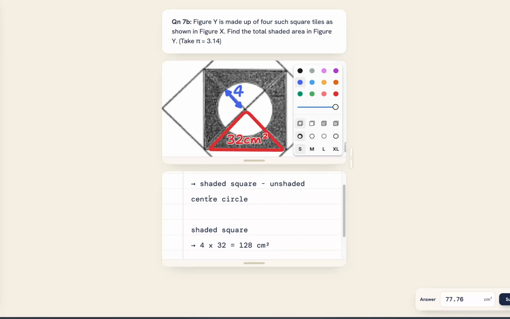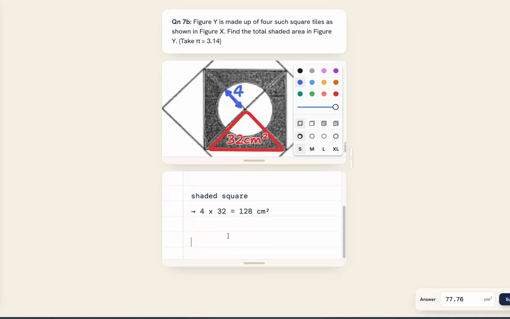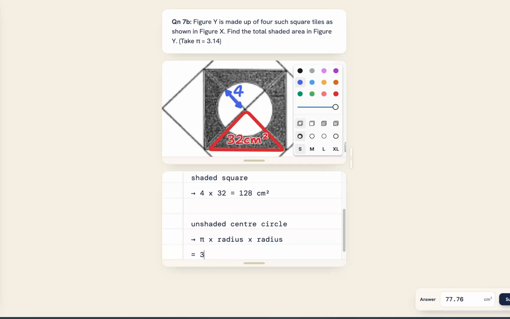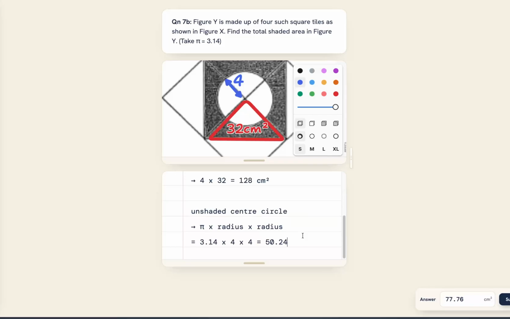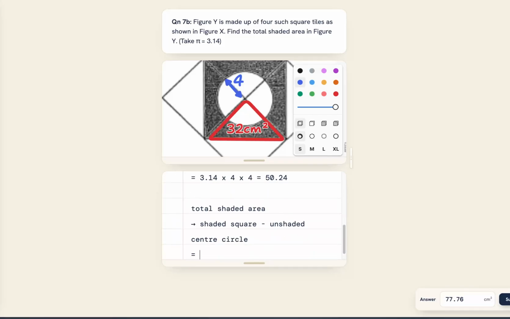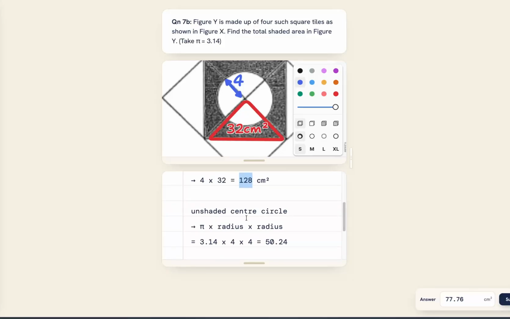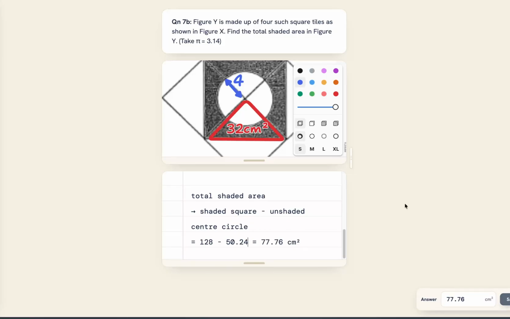Then we need to find the unshaded center circle, which in this case is pi times radius times radius. And we know pi is 3.14, times radius is 4 times 4. And this will give us 50.24. So now we can find out the total shaded area. So total shaded area is basically shaded square, which is 128 minus 50.24, and this will give us 77.76 centimeter square. There you go.